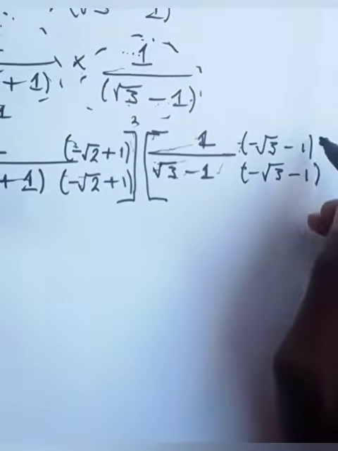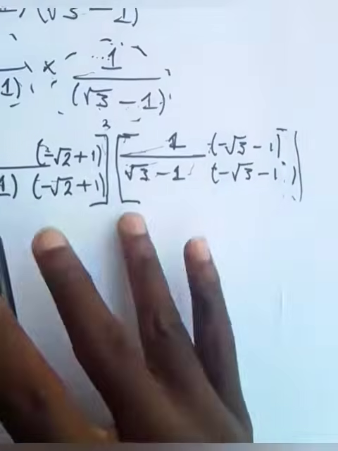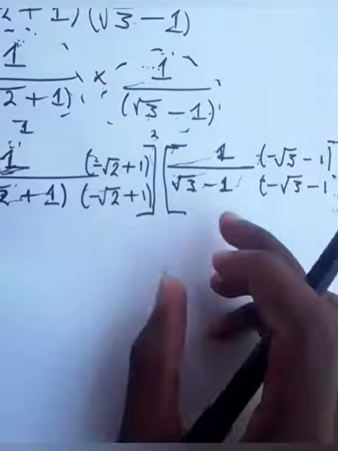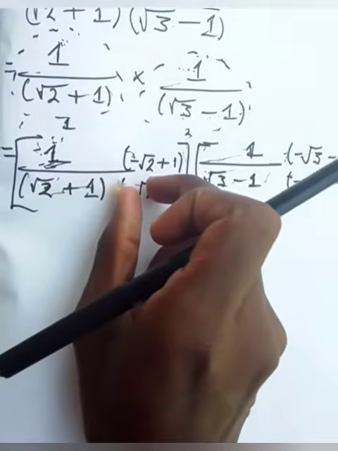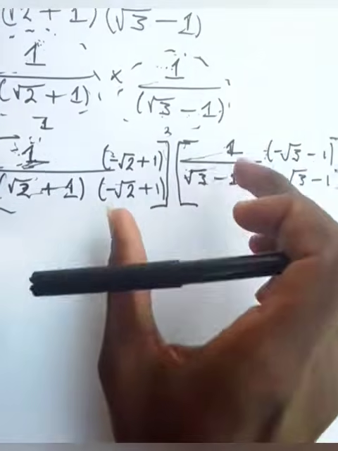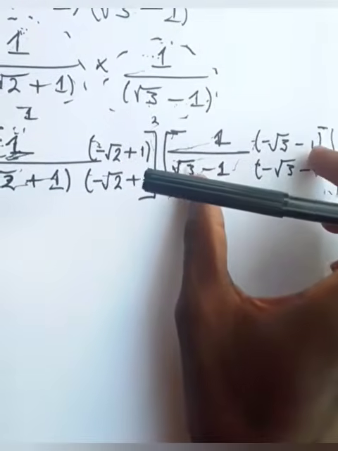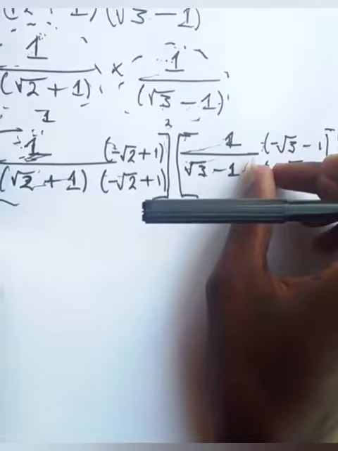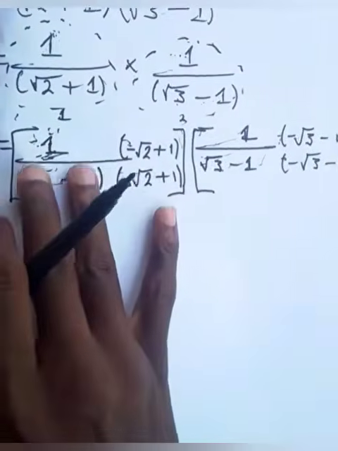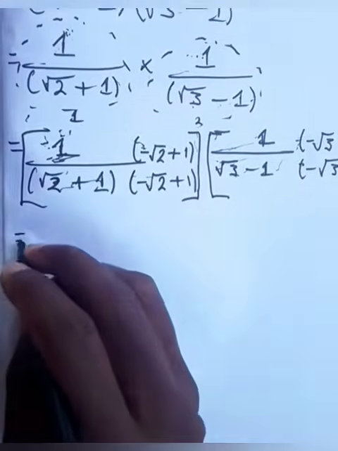Then I do this. So what you do is, when you simplify this, whatever you get, you multiply it with what you get after you simplify this. Whatever you get will be your final answer. So let's do that. Let's start with this.